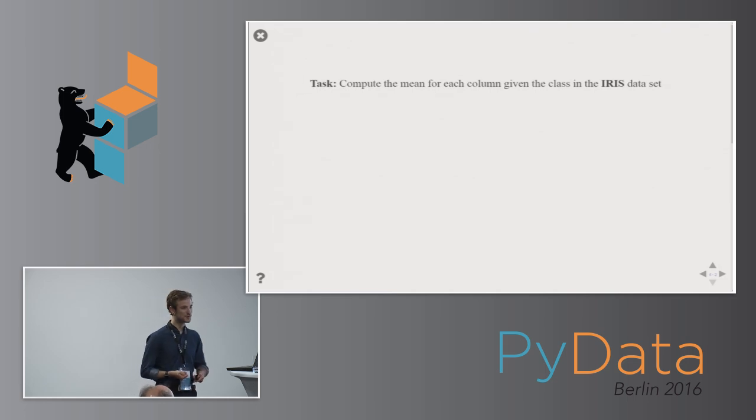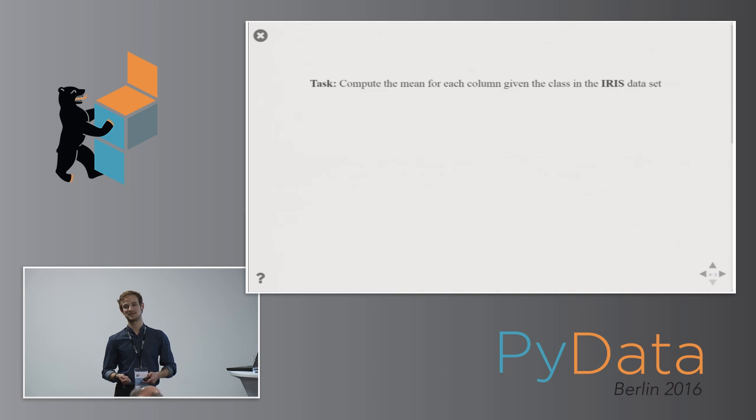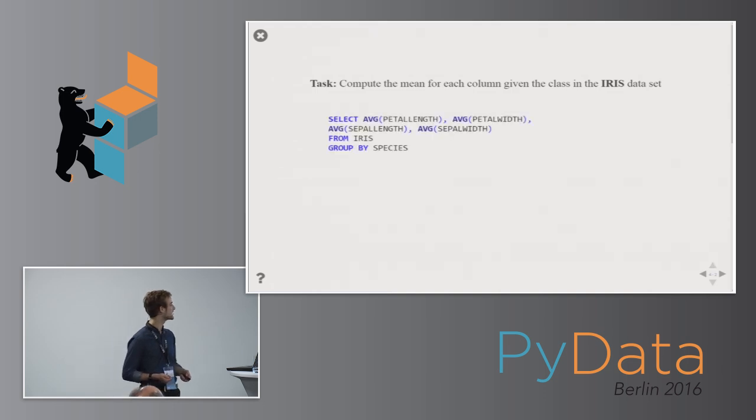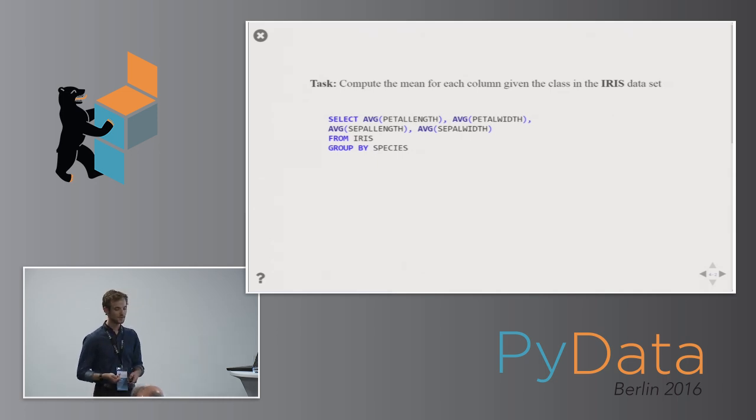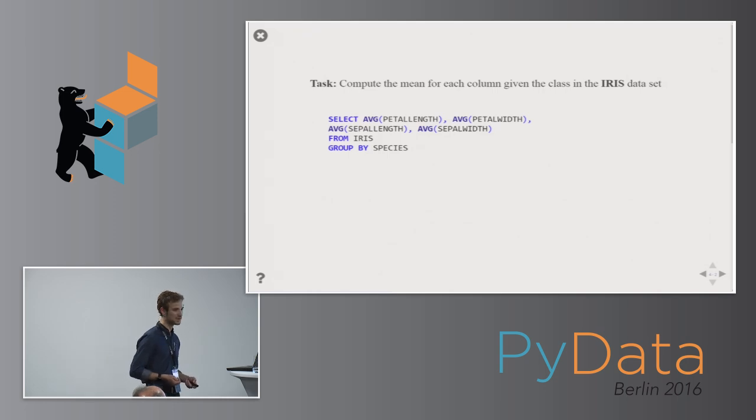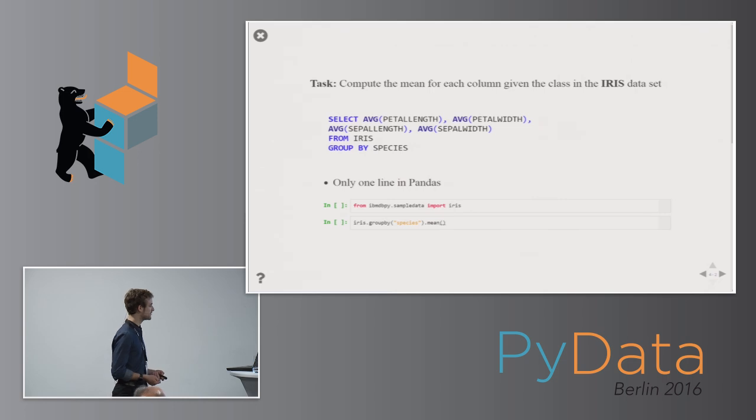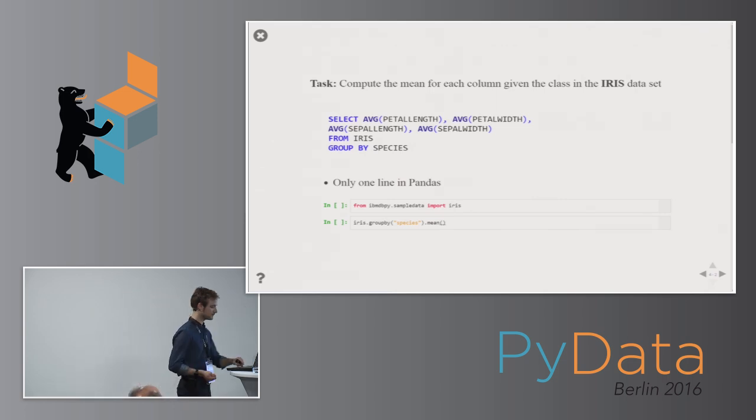The task is to compute the mean for each column given the class in the Iris dataset. So I assume you all know the Iris dataset and you all know SQL. It's actually pretty easy. The query looks like this. Just a select, a range on the columns and from Iris and you group by. So, okay, SQL is not that difficult, but still, if we compare with Python, it will be only one line. So let me just execute that.